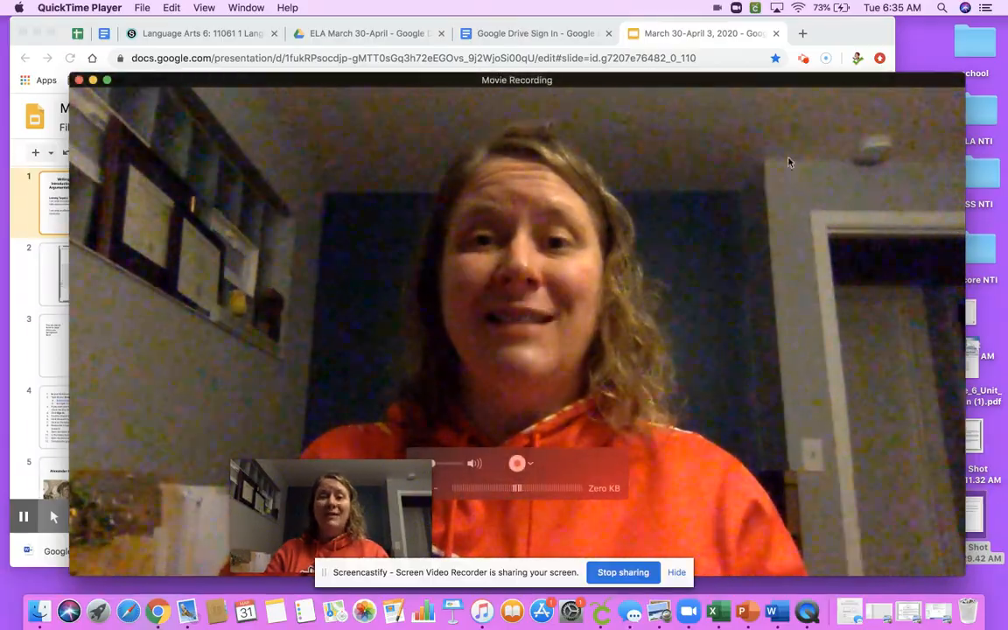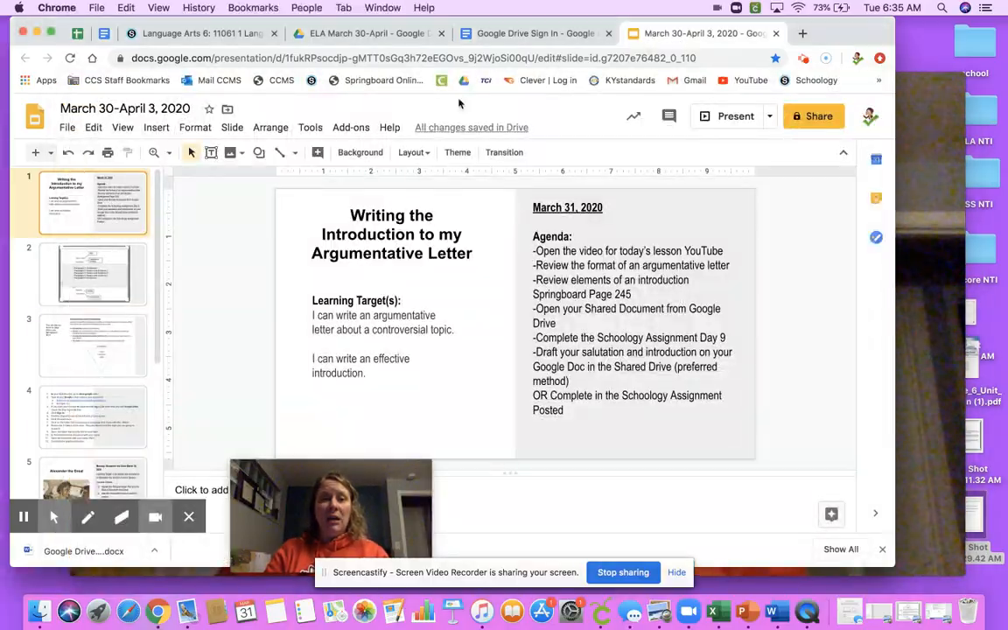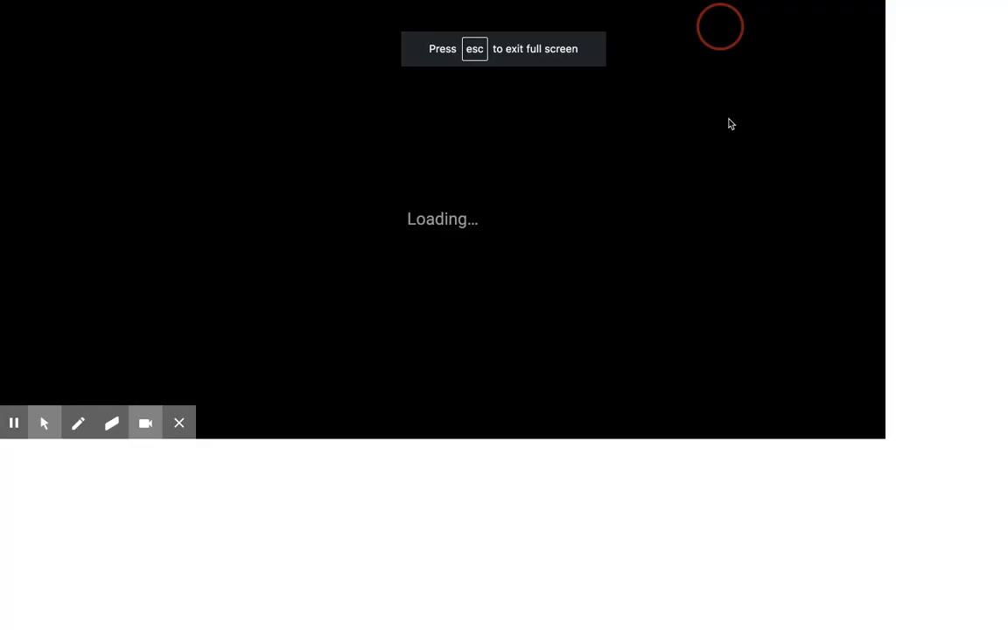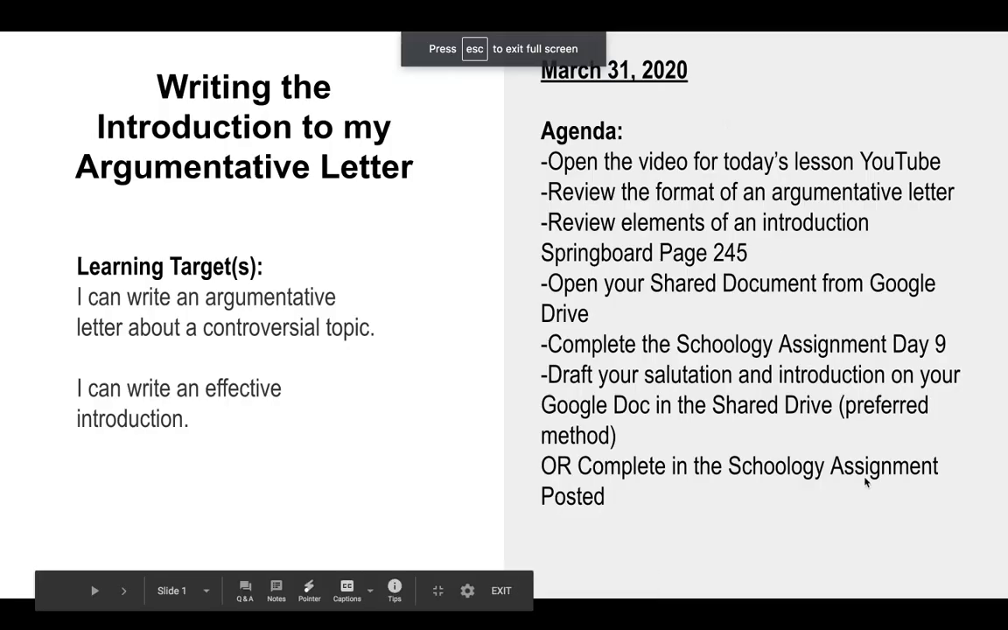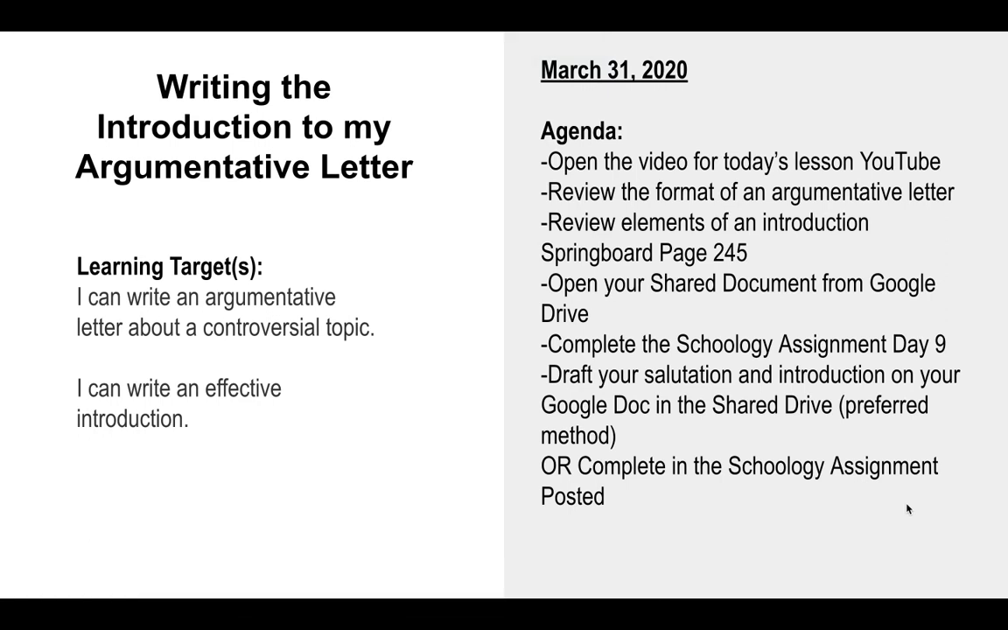So, today we are looking at writing the introduction to your argumentative letter. Our learning target is I can write an argumentative letter about a controversial topic, and I can write an effective introduction. We're starting just with the introduction.